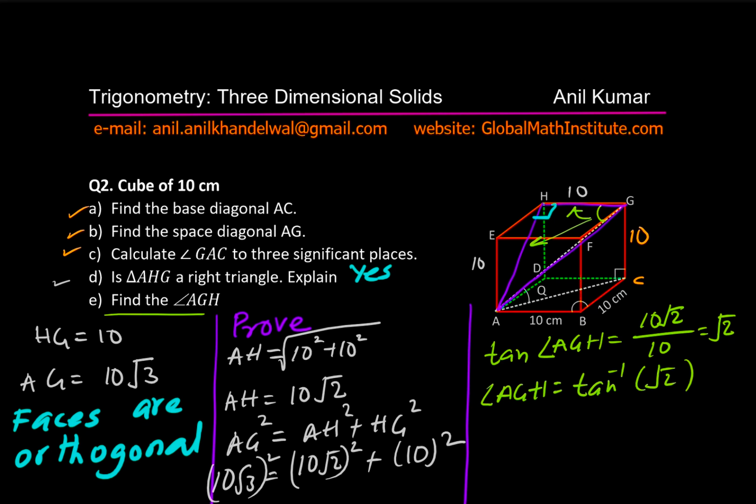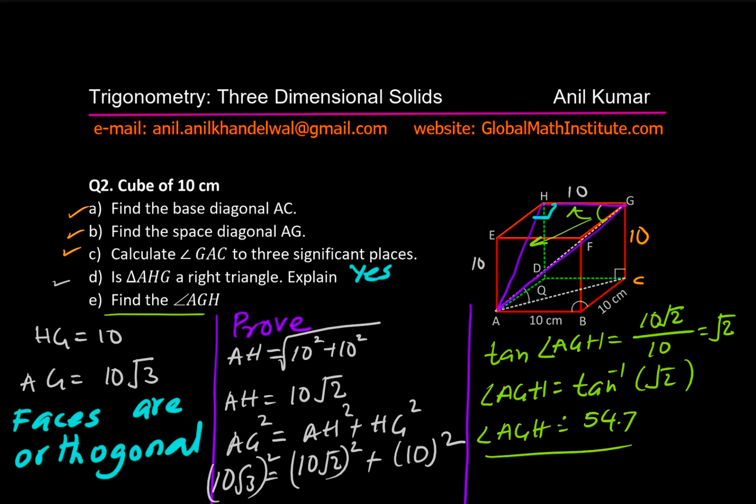Now we can use the calculator once again to find this. So we'll press shift tan inverse of square root of 2, and that gives us a value which is 54.73. We're rounding to three significant places again, so that is the answer for the angle. Is that clear to you? Perfect. So we have solved a cube and found the angles.